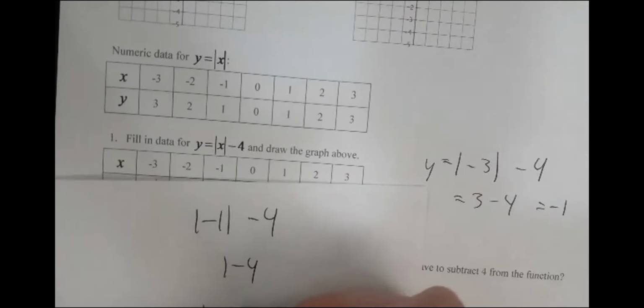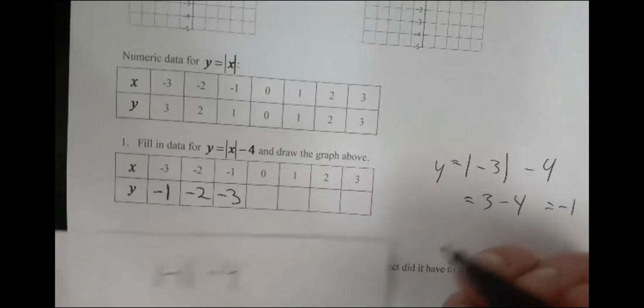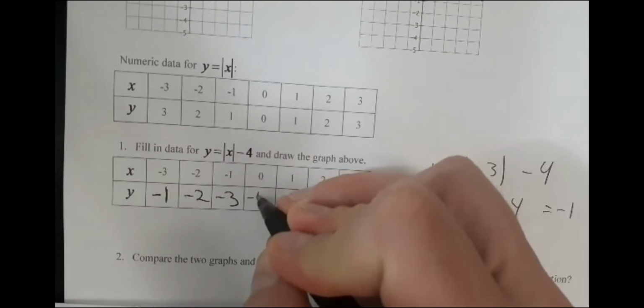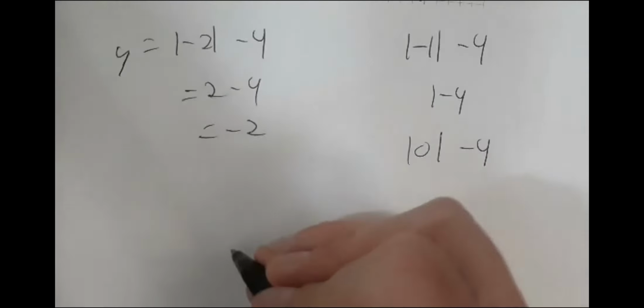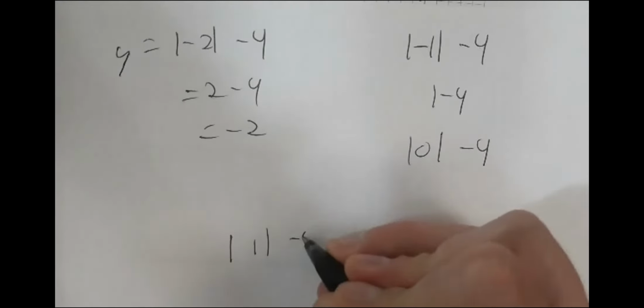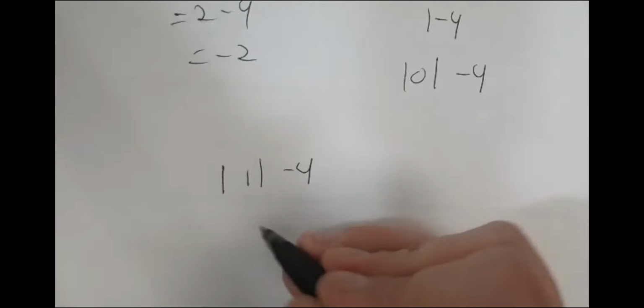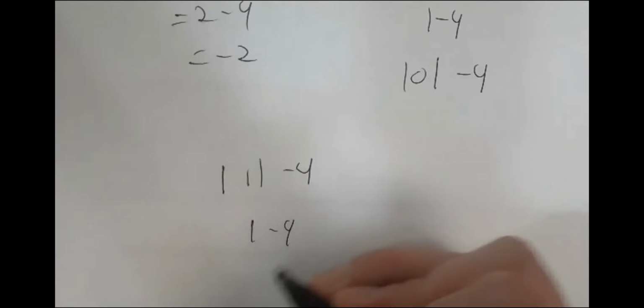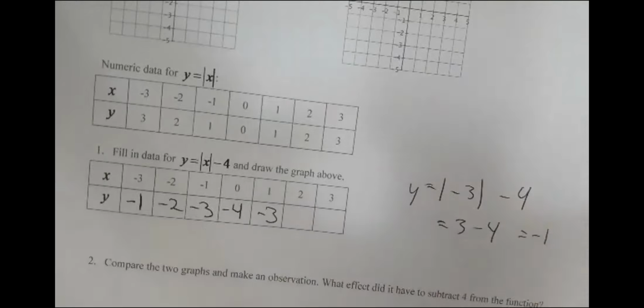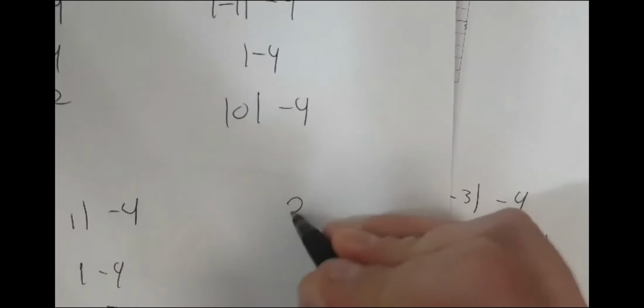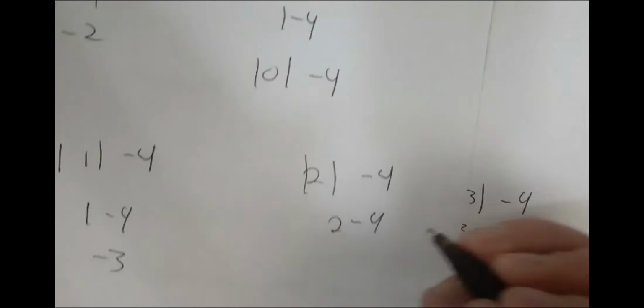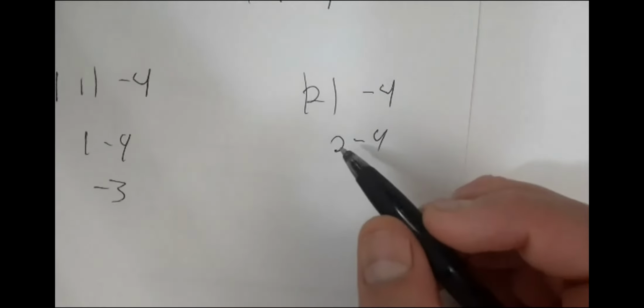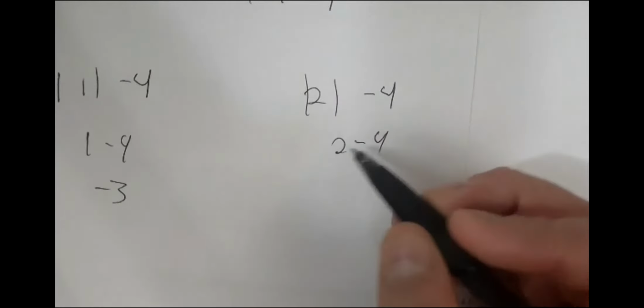If I'm doing 0 minus 4, that's going to give me a -4. And if I'm doing the absolute value of 1, minus 4, I'm doing 1 minus 4, which is giving me a -3. If I'm doing 2, you might notice a sort of pattern repeating here. But if I'm doing 2 minus 4, this is the same actually as what? -2.